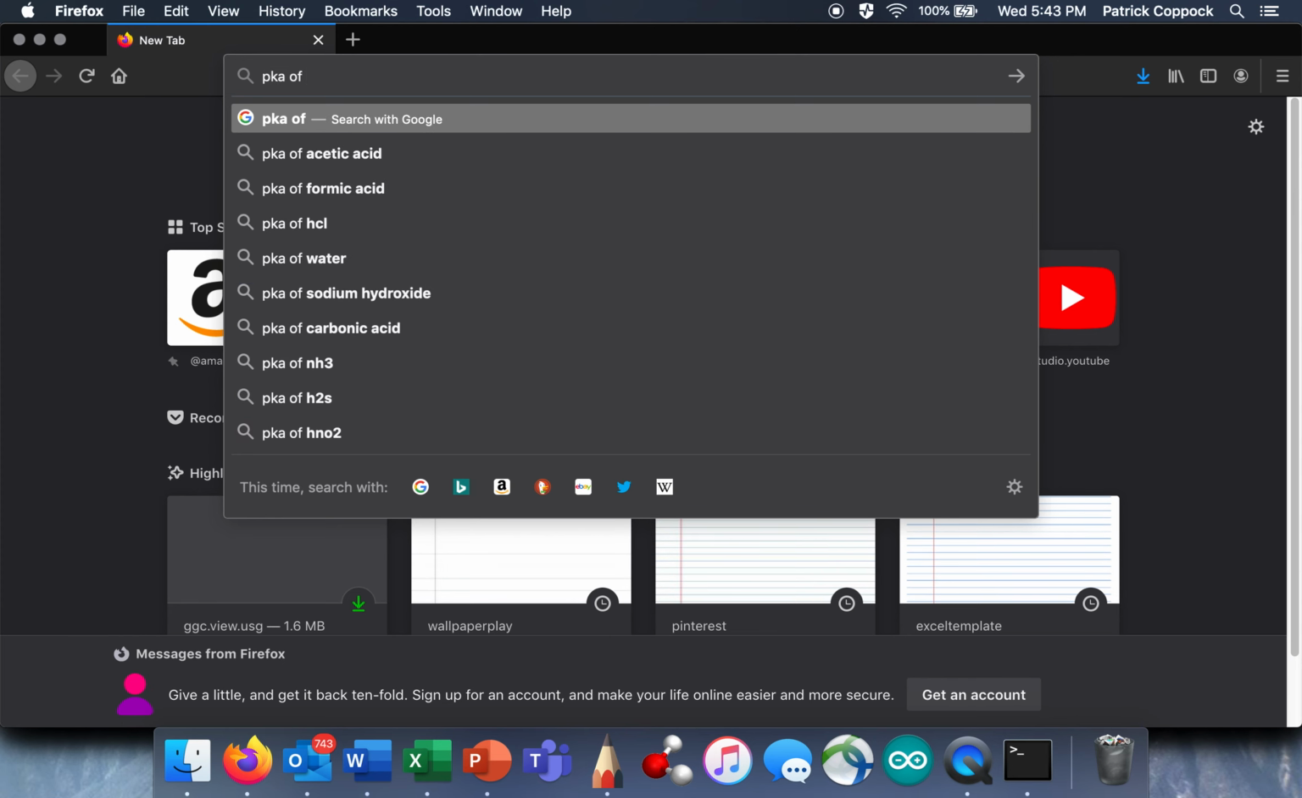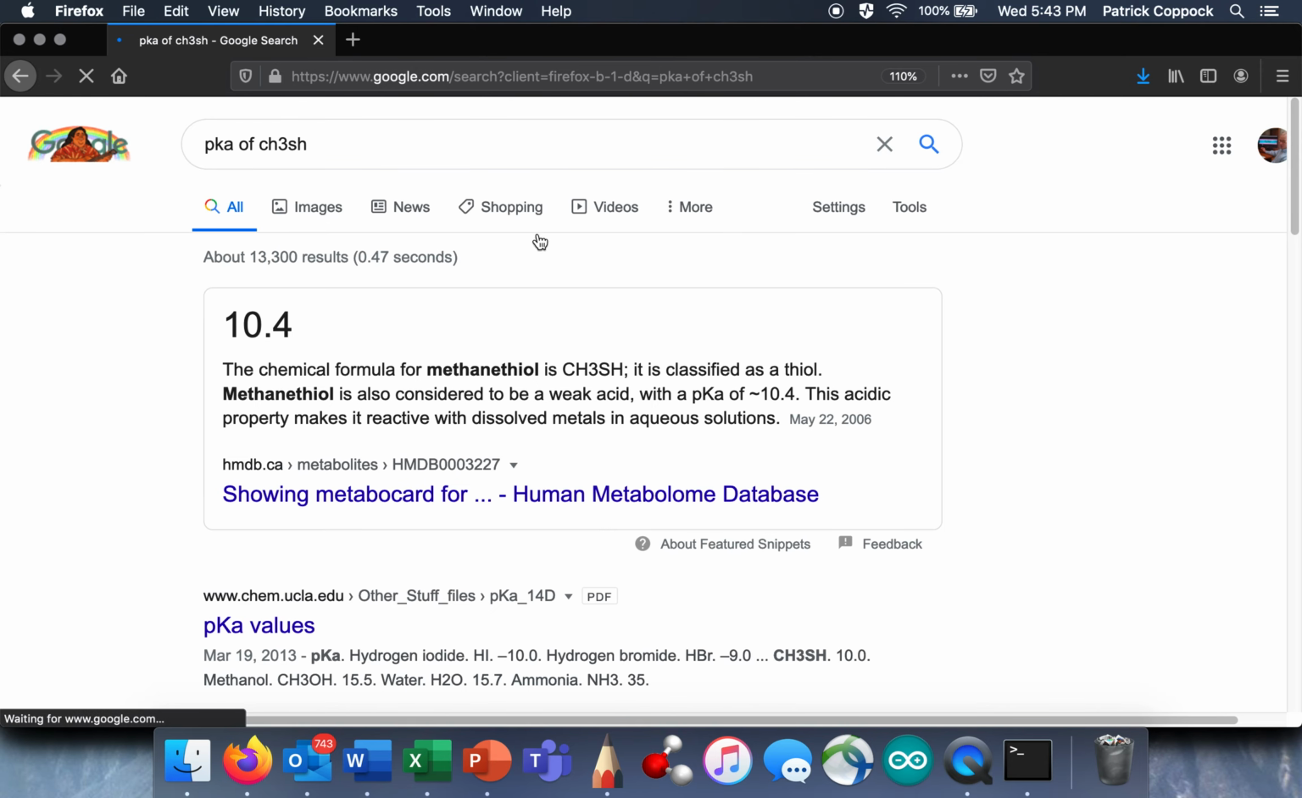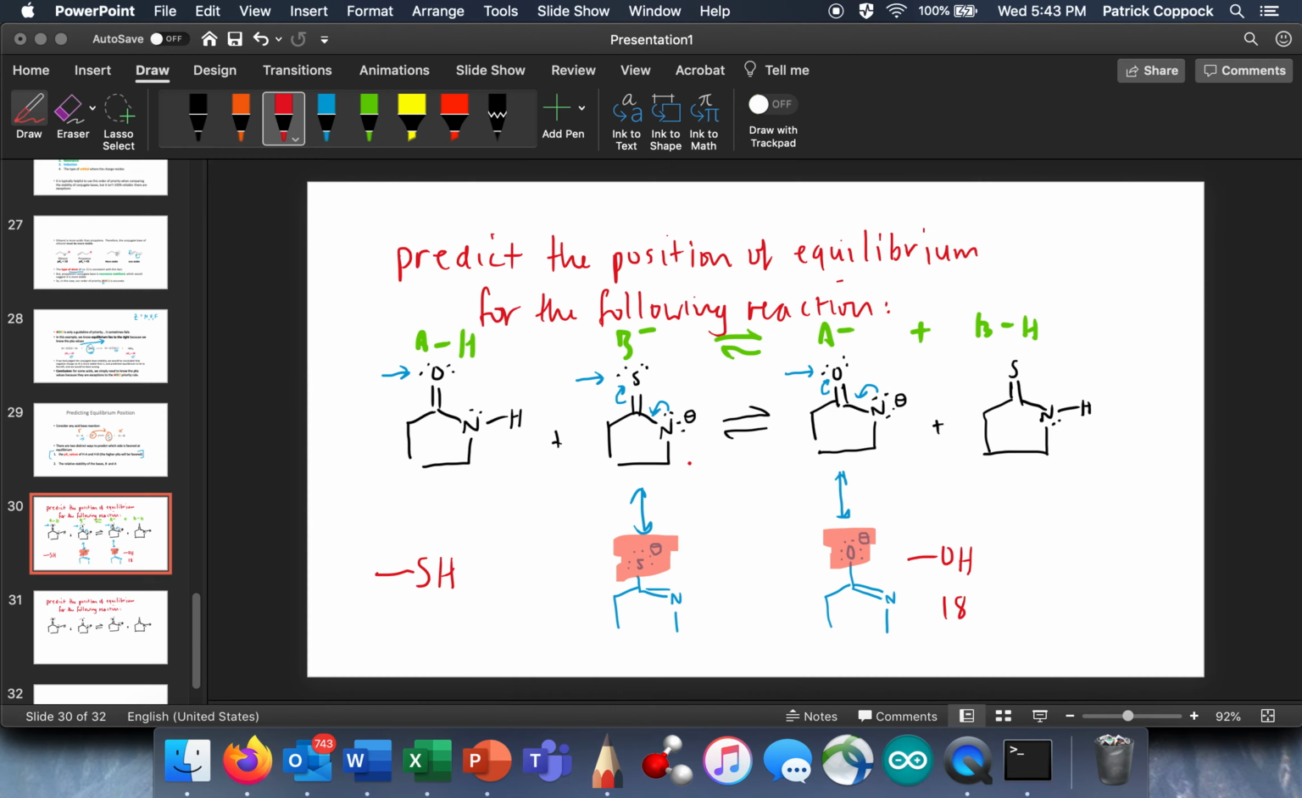pKa of CH3SH. Let's try that. 10.4. Wait, that's lower. Oh, yeah, that's lower because it's a more stable base. That's right, exactly. Okay, I said that backwards. All right, so it's actually lower. So it's about 10, right?